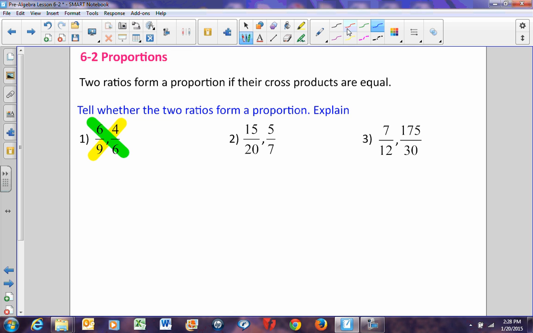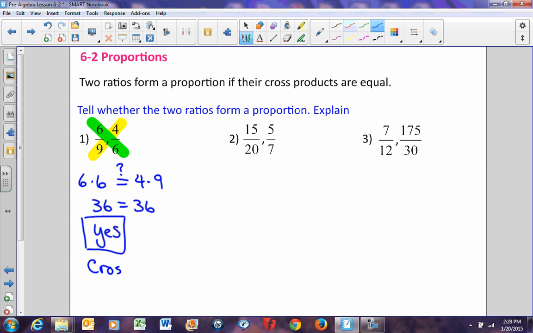So simply enough, I want to know, does 6 times 6 equal 4 times 9? Well, 6 times 6 is 36, and 9 times 4 is 36. So yes, these form a proportion because the cross products are equal. It says, tell whether the 2 ratios form a proportion and explain. Yes, they form a proportion because cross products are equal.